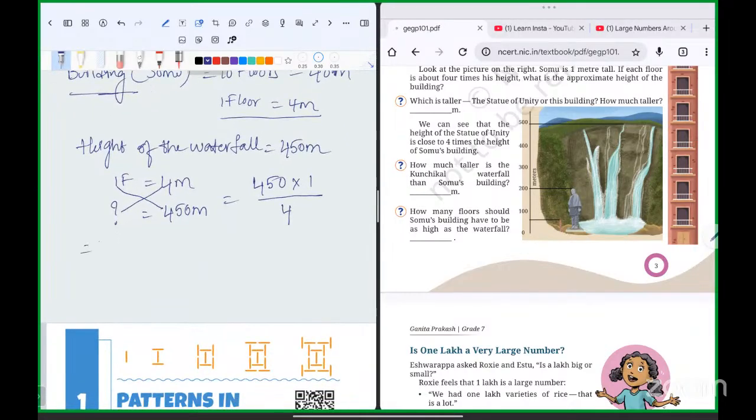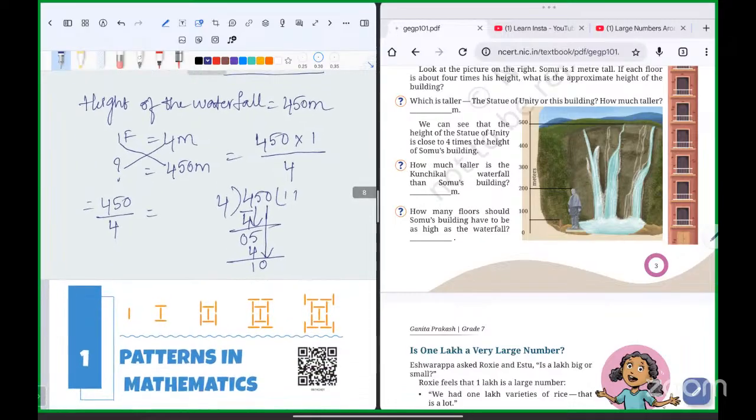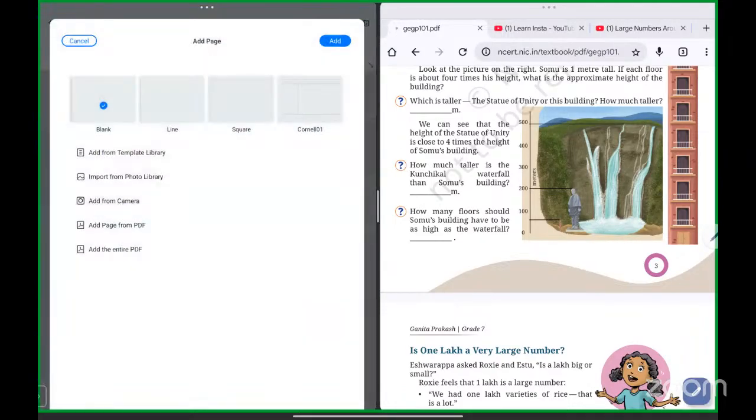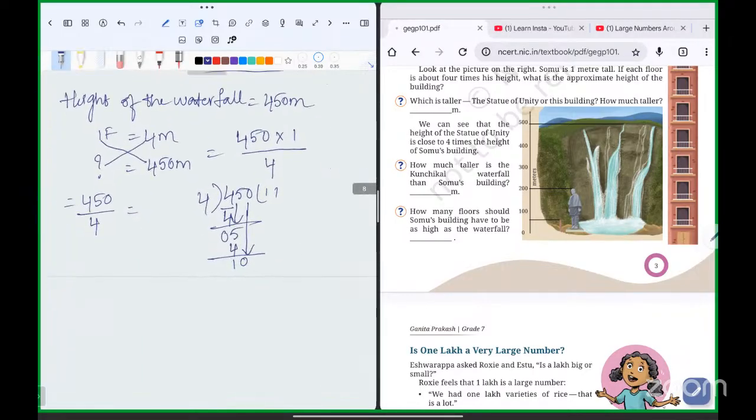So 450 into 1 is 450, which is divided by 4. So it is a simple division, 450 by 4. Firstly, how many times does 4 go in 4? 1 time. So 4, 0, and bring the 5 down. How many times does 4 go in 5? The closest number is 1 time. So it will be 4 and 1, so 10. How many times does 4 go in 10? 2 times, where we'll be getting the 8.